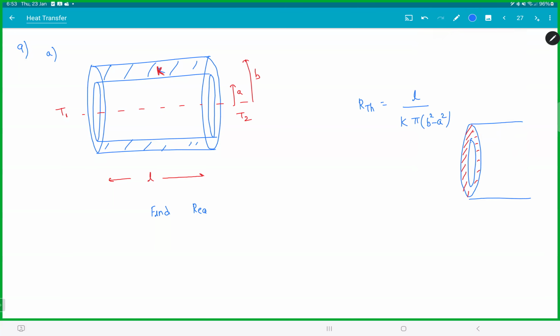That's all it was. Easy. The definition is important. L is the length along the heat flow, which is left to right, and A is the area perpendicular to the heat flow. Clear.